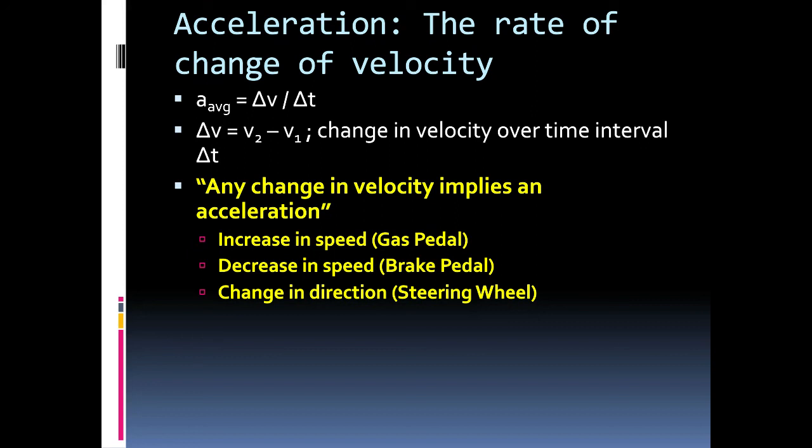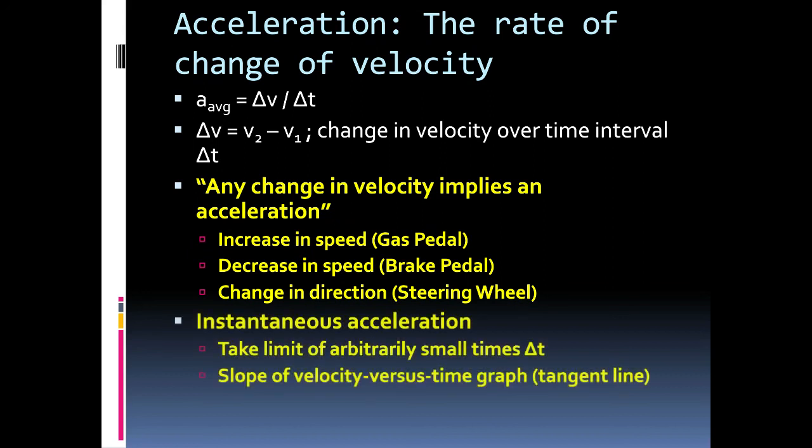So going in a circle at constant speed, even though you're going at constant speed, because you're also constantly changing direction, you are accelerating. For instantaneous acceleration, you take the limit, making the change in v over change in t as small as possible. Make that average expression, that slope, as small as possible, and you will get the instantaneous acceleration. It's just the slope of the tangent line. You have to have a velocity versus time graph.